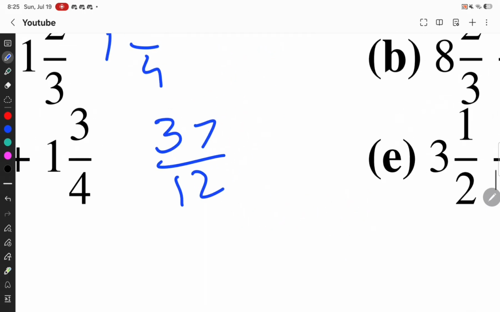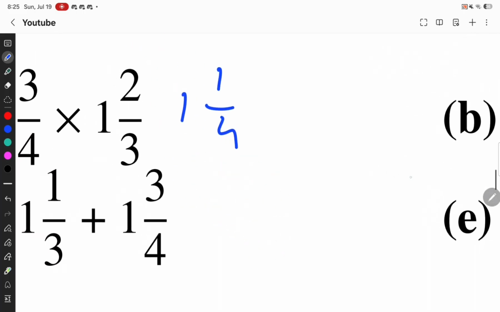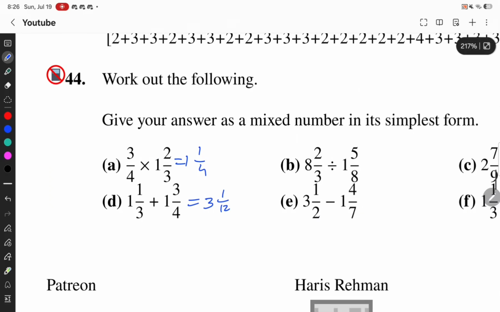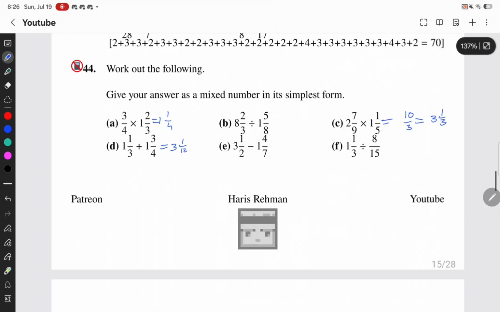Now you can see this carefully. 12 goes into 37 how many times? 3 times. So the quotient is 3, our remainder is 1, and our denominator is 12. This is how you can do these very easily.